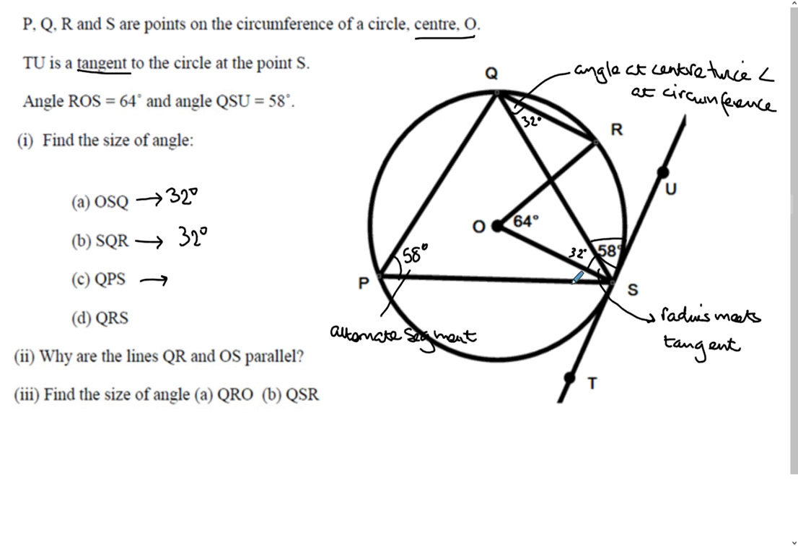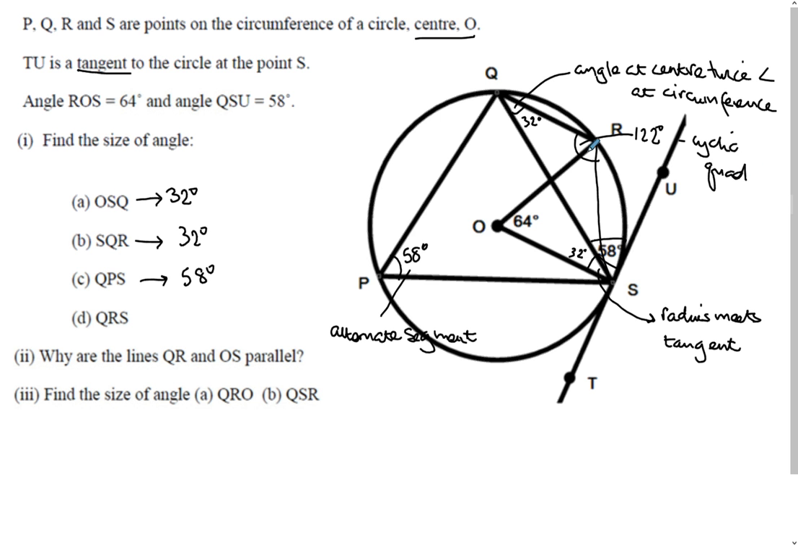QPS is 58. QRS, so we need to draw that line there. Now what would that be? Any idea? Look, the minute I draw that, can you see you've got your cyclic quadrilateral? So that whole angle there is 180 minus the 58, so that's 122. And that's cyclic quad.